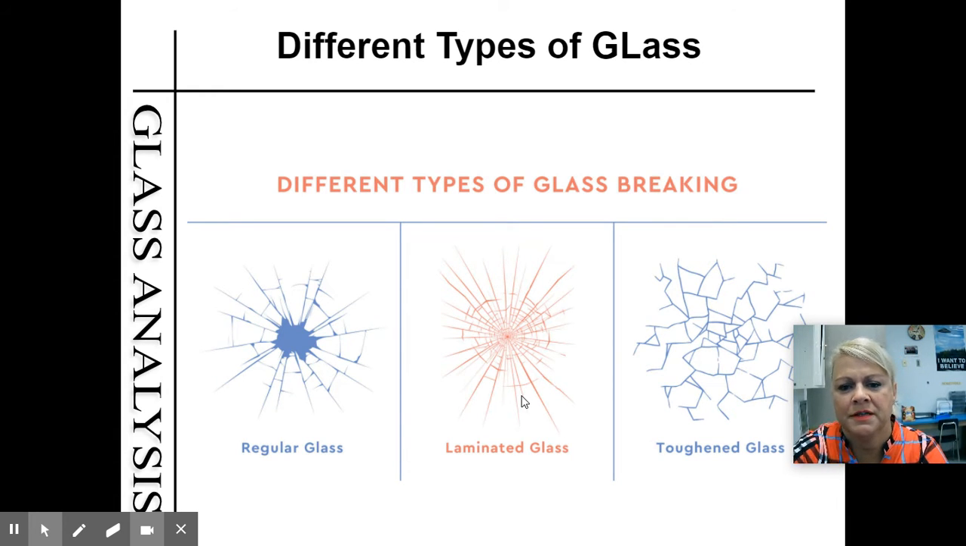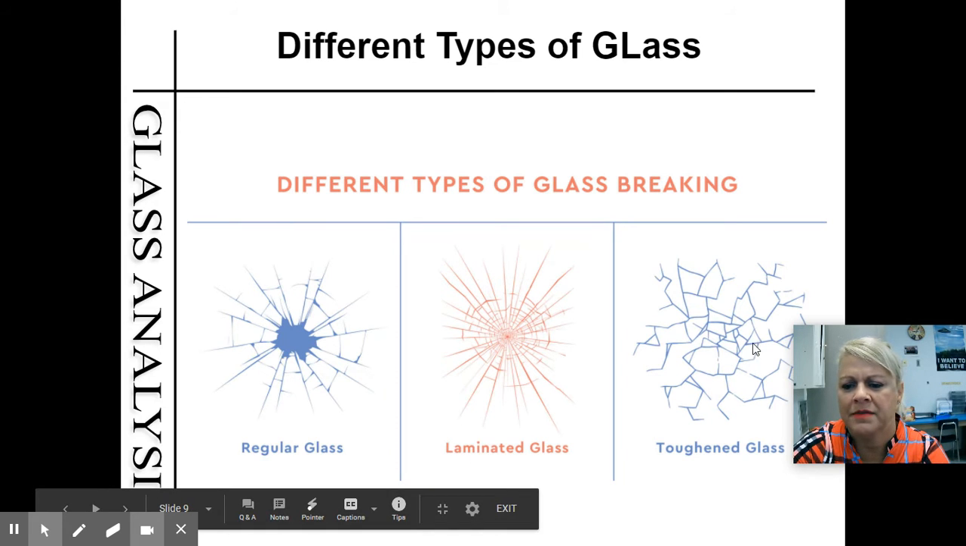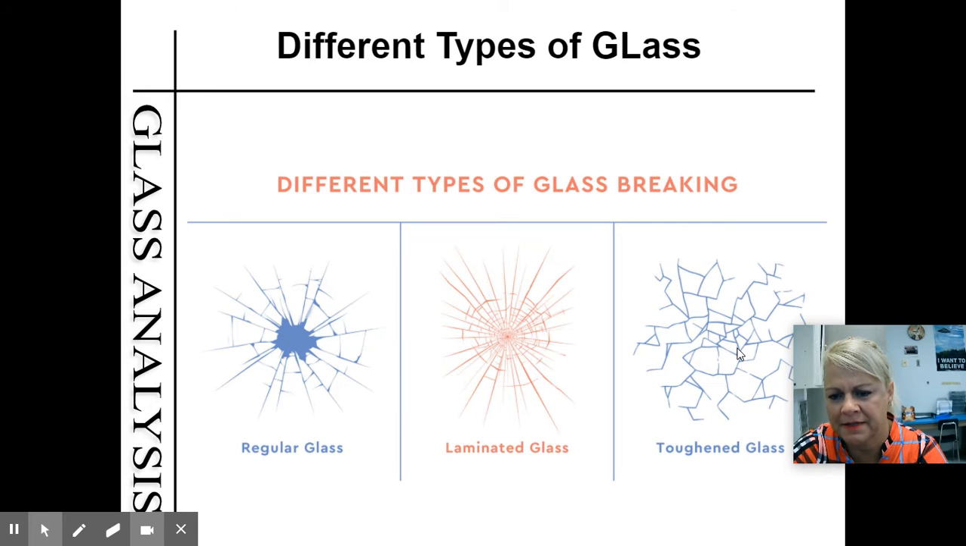So as you can see in the different types of glass, there are different ways that it can break depending on the type of glass. Regular glass would leave a hole. Laminated glass won't leave a hole, but it will leave a fracture. And then toughened glass, this is your tempered glass, like a lot of windshields are made of this. It won't shatter as much as it will just crack completely, but it won't actually break off.